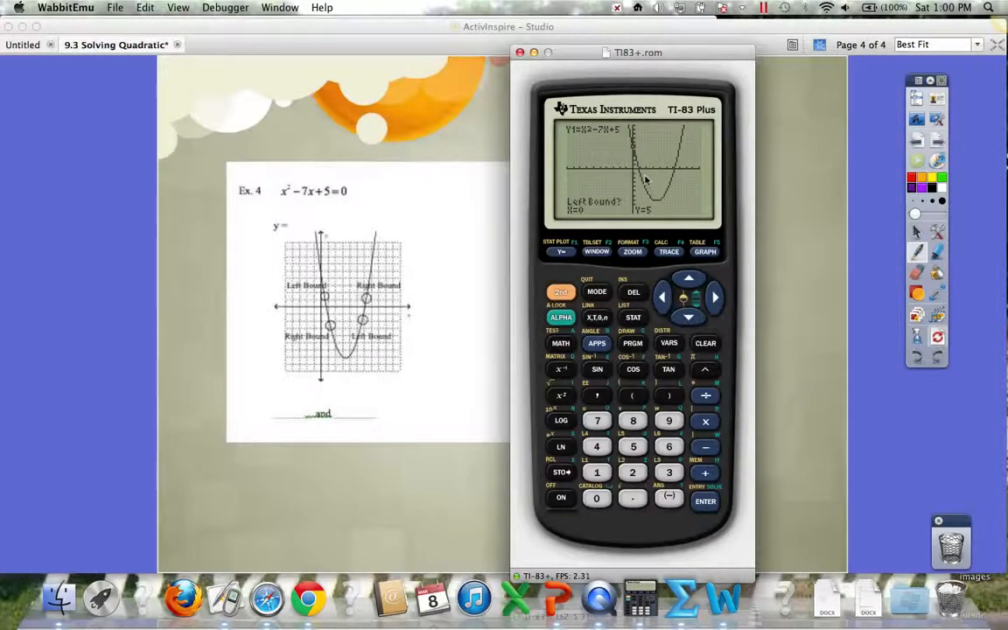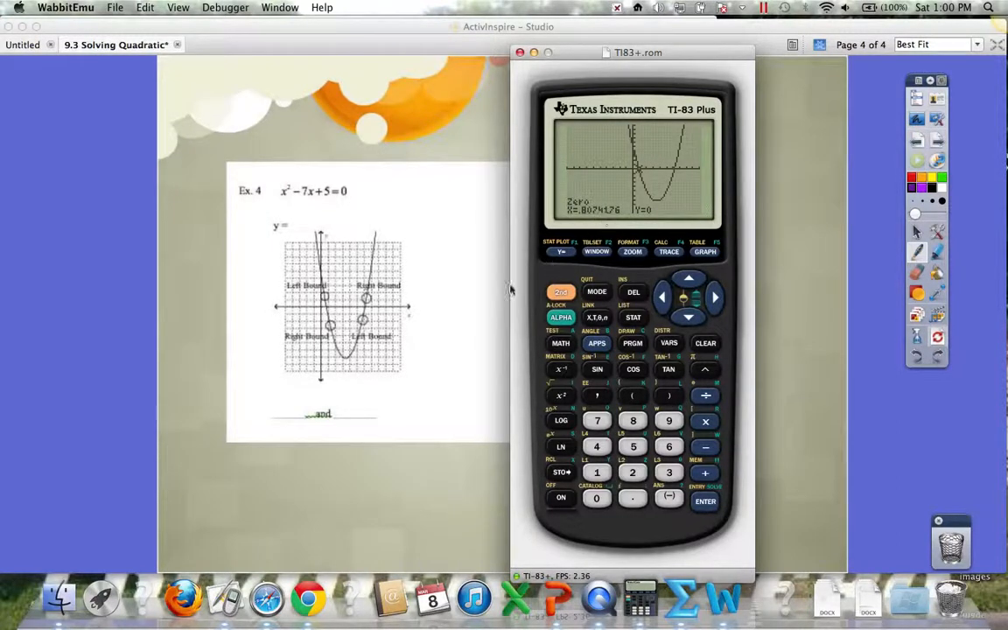We want to go above and below this 0. Okay? Can you see him? He's above, and I'm going to hit enter. And then it says right bound, so you go down below the line. What it does is it narrows the search for this 0 to between these 2 points. All right, hit enter. Then it says guess, just hit enter again. And it'll tell you that this 0 is at 0.807.